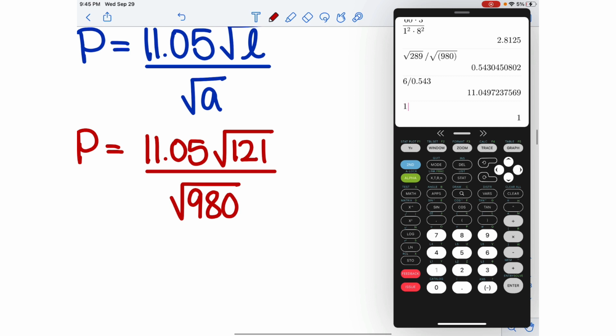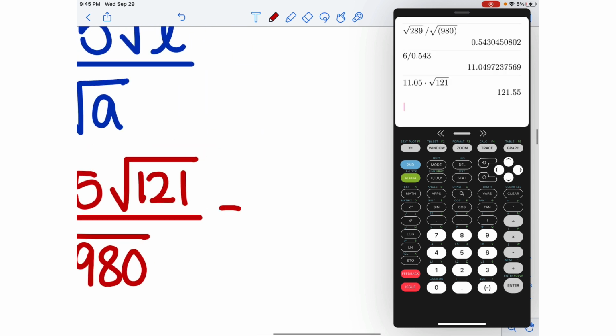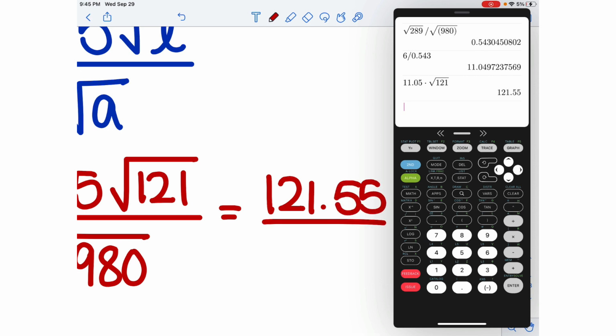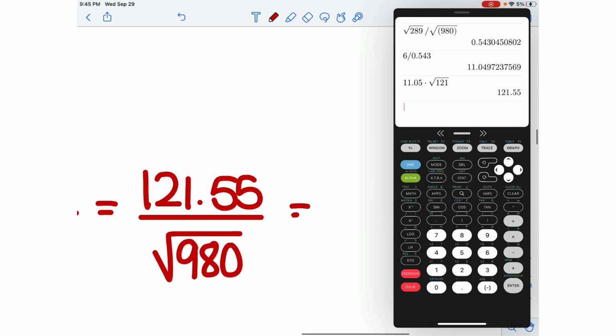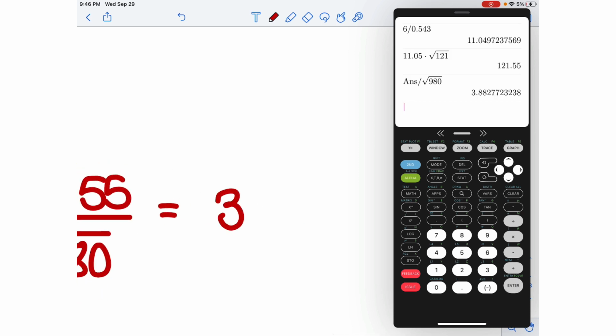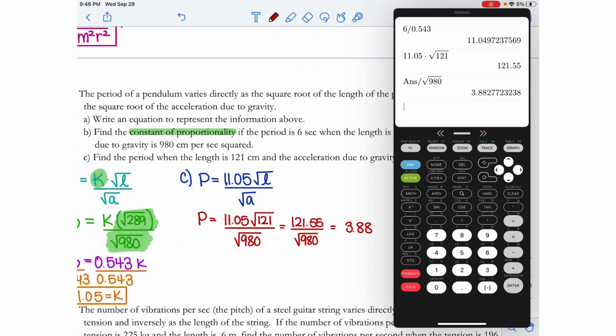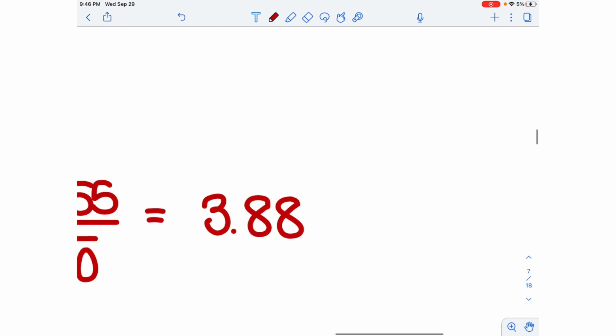All right, so I'm going to take 11.05 times the square root of 121. You might know in your head that that's 11, but you get 121.55 divided by the square root of 980. And I would just take that in my calculator. And that's 3.88. And the period is the time, so that would be seconds.